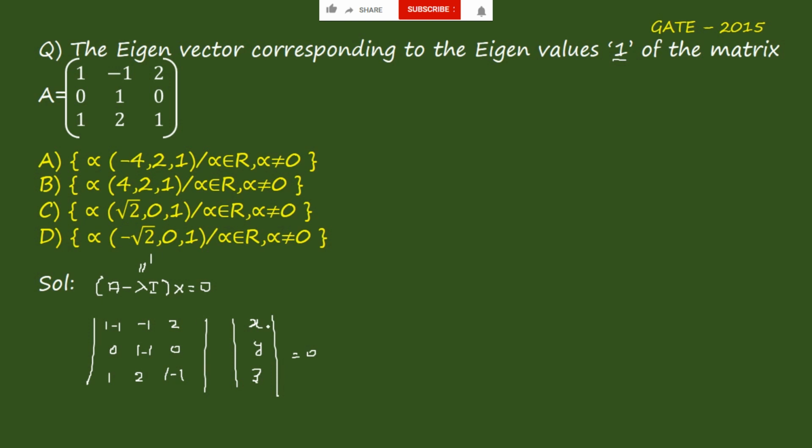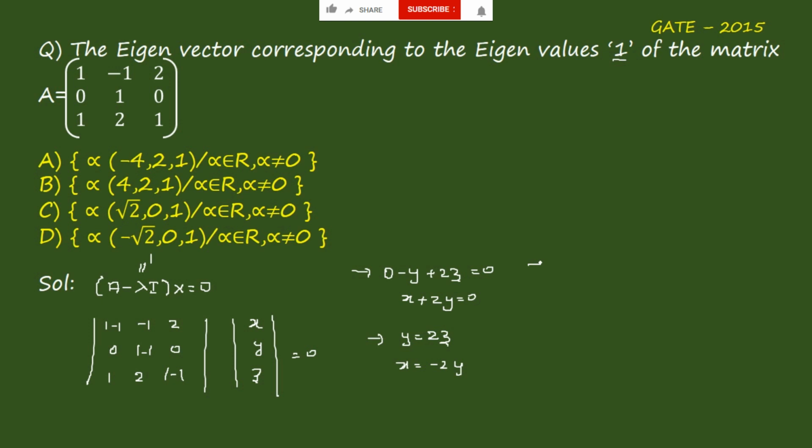Now substitute these values x, y, z and form the equations. Then it becomes 0 minus y plus 2z is equal to 0, and all the terms in the second row are 0. So consider the third row. We get x plus 2y is equal to 0, right? Then y is equal to 2z and x is equal to minus 2y.